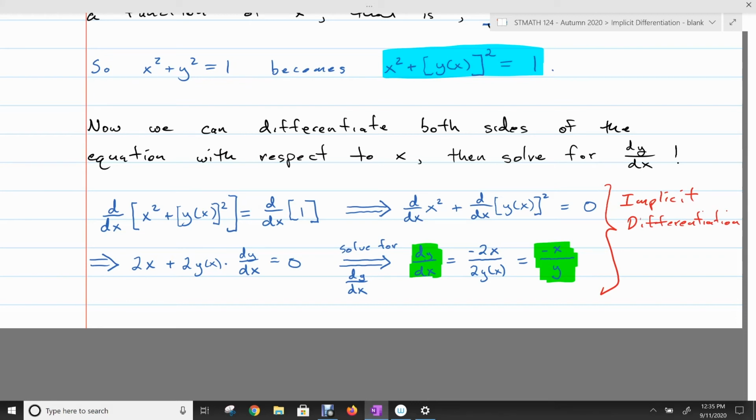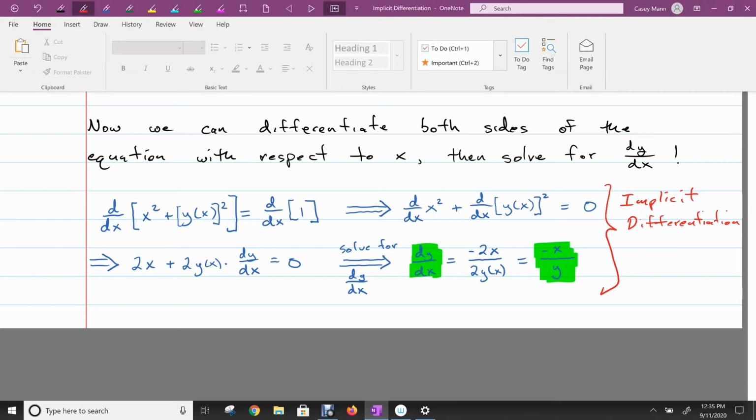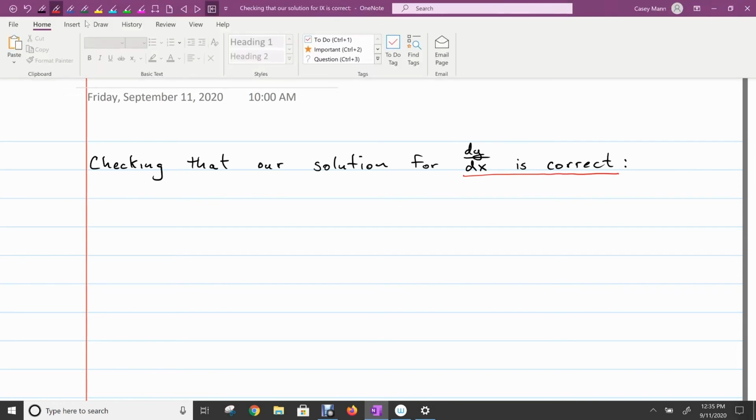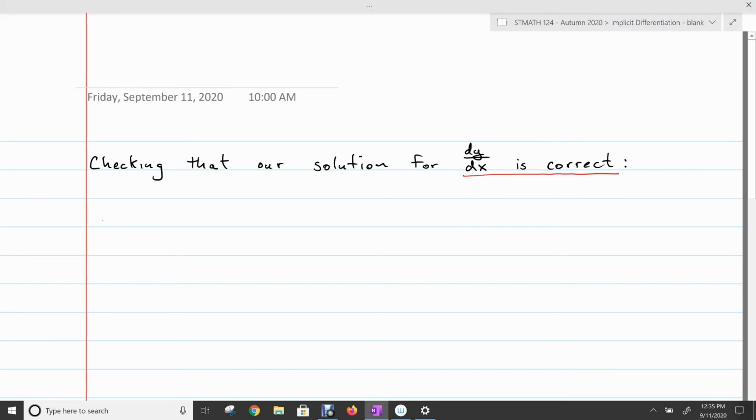One thing that we could do to verify that our answer for dy dx is actually correct is we could go back to the original equation and do it a different way. So we started with x squared plus y squared equals 1. Now in this equation, it's a pretty simple equation involving 2 variables. I could actually solve for y if I wanted to.